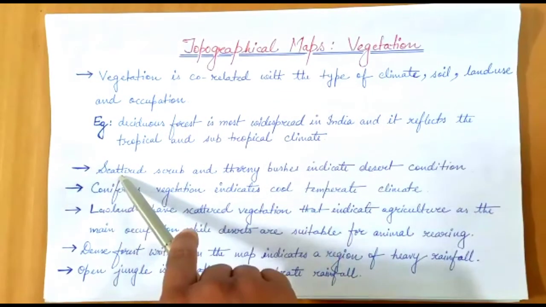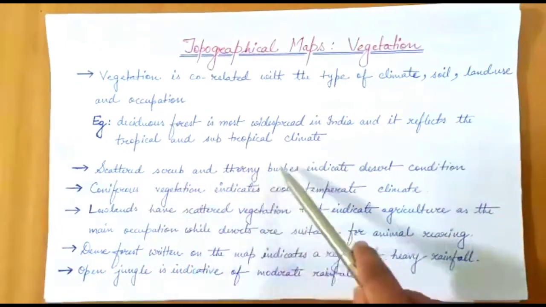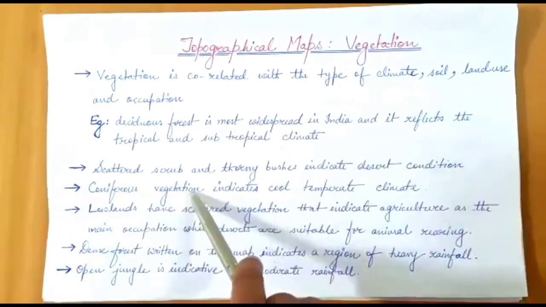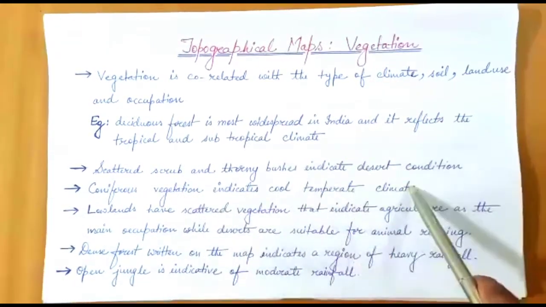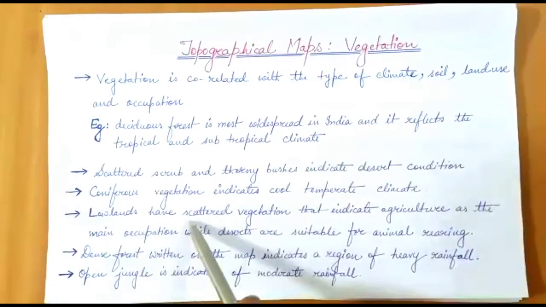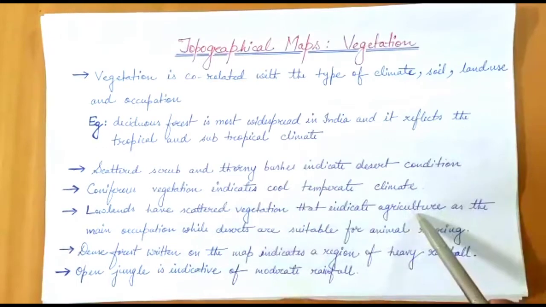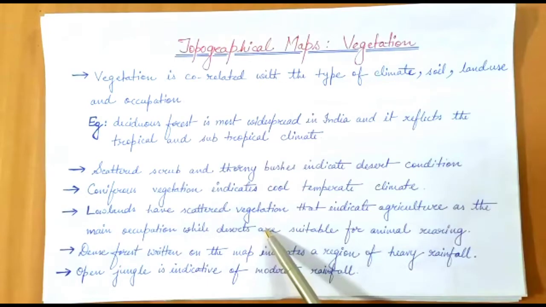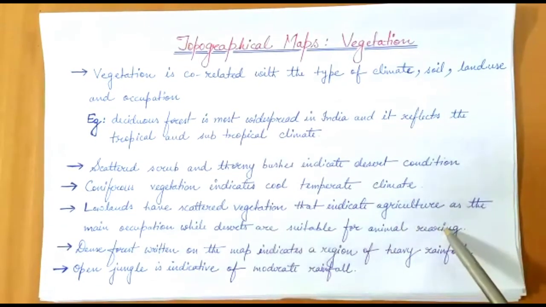Now, on a topographical map, if you see scattered scrub and thorny bushes, it indicates desert conditions. If coniferous vegetation is found in the map, it indicates cool temperate climate. Lowlands have scattered vegetation. This indicates agriculture. This means that the main occupation is agriculture, while in deserts the suitable occupation is animal rearing because the land is not fit for growing crops.